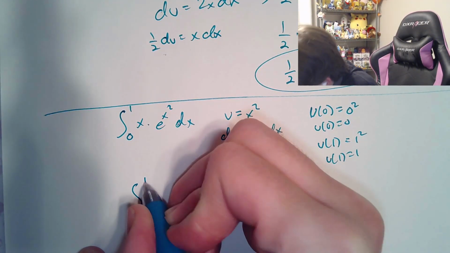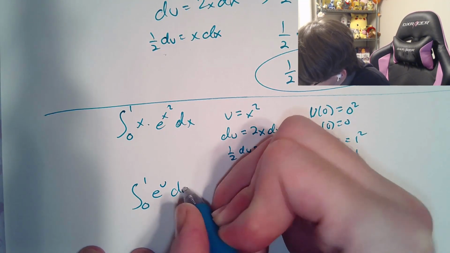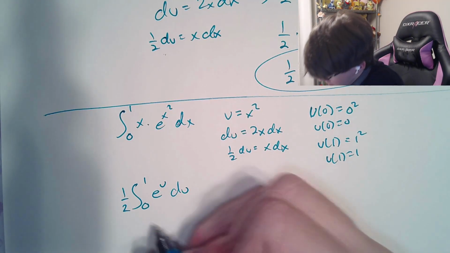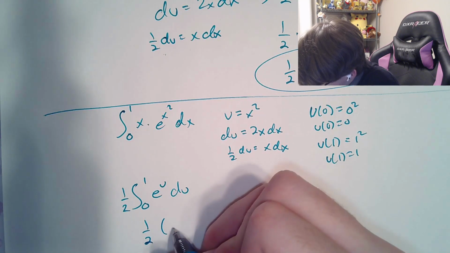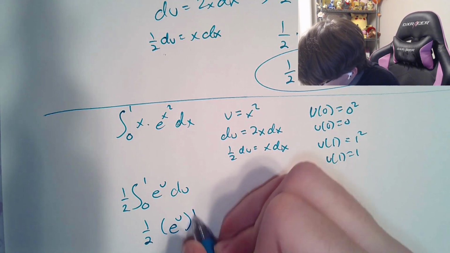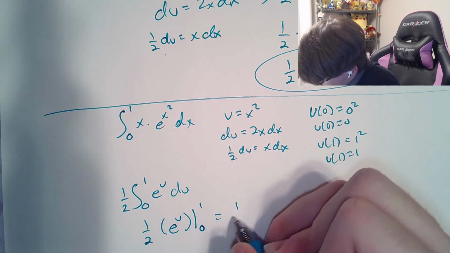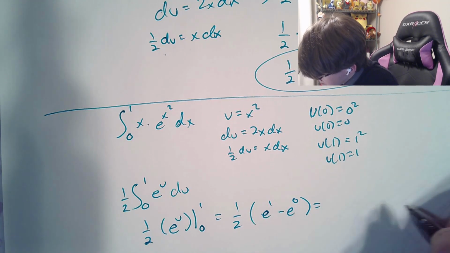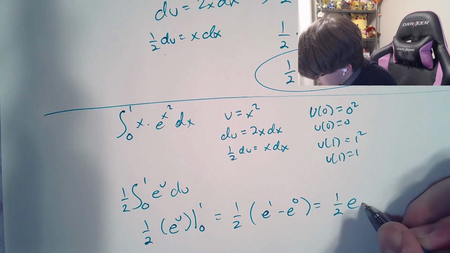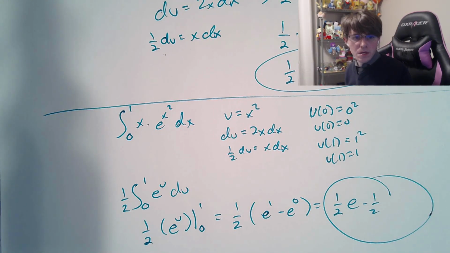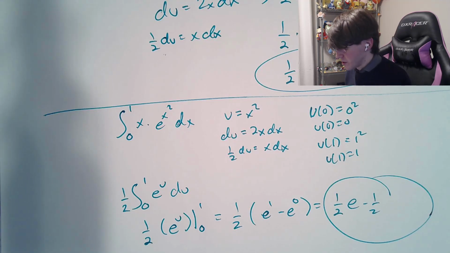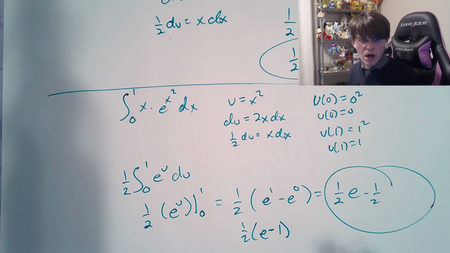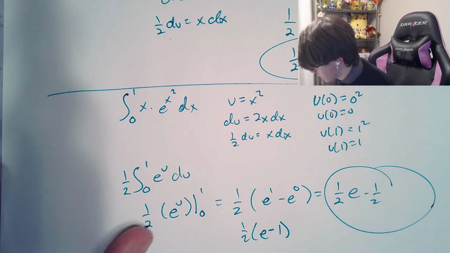So now we have the integral from 0 to 1 of e to the u du, with the 1/2 in front. Don't forget the 1/2, I almost forgot. And then 1/2, and it's going to be e to the u evaluated from 0 to 1. So we're going to have 1/2, big parentheses, e to the 1 minus e to the 0. And you can probably just simplify that to be 1/2 e minus 1/2. Boom. Oh, done. Or you could have also done 1/2 times (e minus 1). That would have been okay as well. Either one just doesn't matter which one you do. Pick your favorite. Pick your poison.